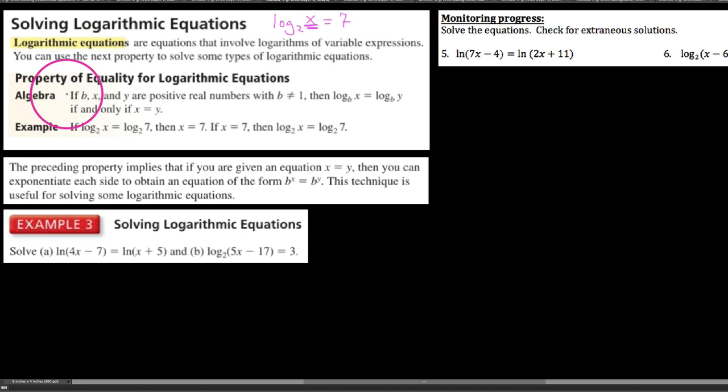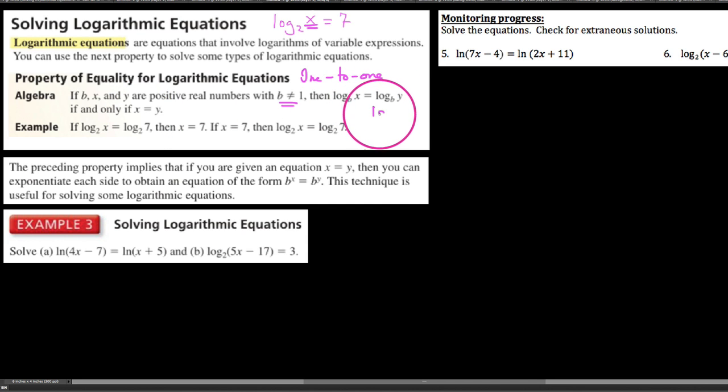The first property that we're going to look at to help us do this is what we call the one-to-one property of equality, or at least the property of equality for log equations. The one-to-one property says that if b, x, and y are all positive real numbers, and your base b is not 1, then log base b of x is equal to log base b of y if and only if x is equal to y.